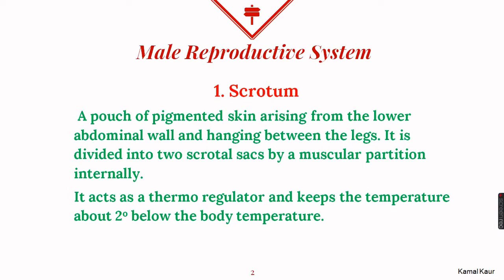Inside the scrotum, the primary sex organ of males, which is testis, is present because there is a pair of testes. So this scrotum is divided into two sacs with the help of a muscular partition. As the testes produce the male gametes, which are called sperms, and sperms cannot survive at a very high temperature, that is the purpose of keeping this scrotum outside the body. It acts as a thermoregulator and keeps the temperature about 2 to 3 degrees Celsius below the body temperature, which is 37 degrees Celsius.